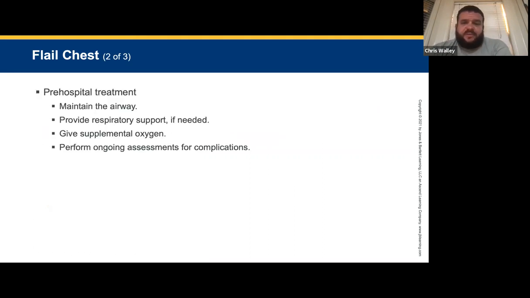Pre-treatment: maintain the airway, provide respiratory support, supplemental oxygen. If you can, like I told you about, apply the pressure blanket. Now, again, I'm not going to walk up and be like, oh, here's a 10-pound weight, put that on your chest. No, because at the same time, we have to stabilize it and transport it in a safe manner.